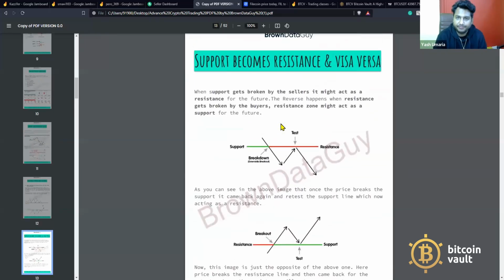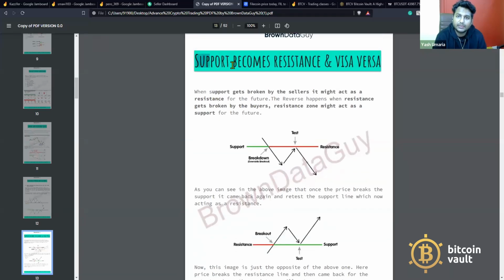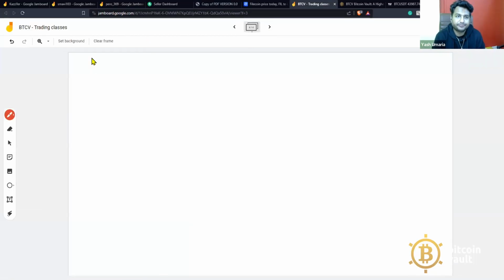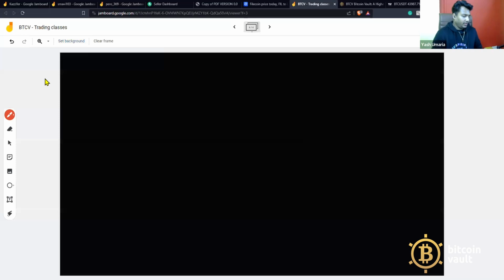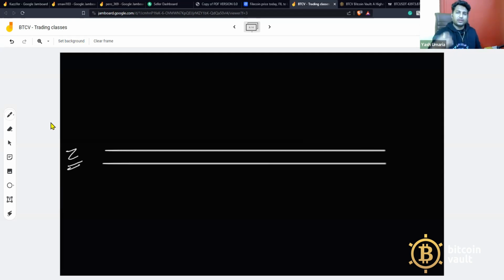Now the second theorem. The second theorem is also simple. It's how a support becomes resistance, and how a resistance becomes support. Okay, so for example, let's say this is my support, or let's say this is a zone. Just write it as a zone. Now it can act as a support, and it can also act as a resistance.